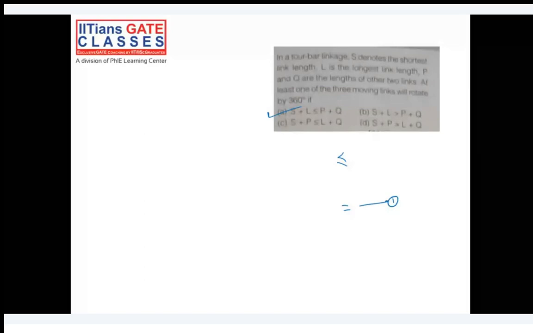So you can basically consider S plus L is less than or equal to P plus Q. Okay, just let me confirm once again. Yeah, in deltoid we have studied either crank rocker or crank. Yes, so you can say S plus L is less than or equal to P plus Q.